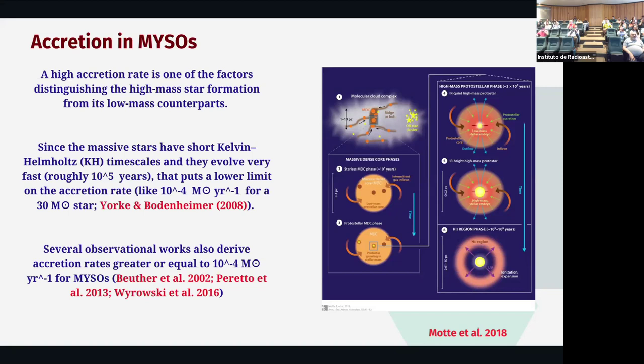And as we know, massive stars have a short Kelvin-Helmholtz time scale and evolve very fast, roughly 10 to the power 5 years, and that puts a lower limit on the accretion rate, like 10 to the power minus 4 solar masses per year for a 30 solar mass star. And in several observational works also, we have derived accretion rates greater than or equal to 10 to the power minus 4 solar masses per year.